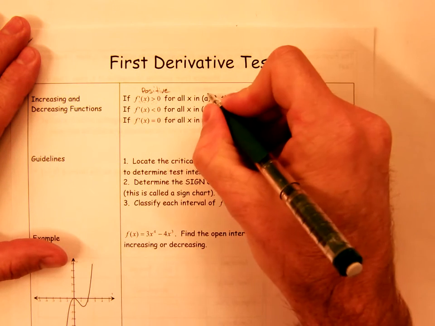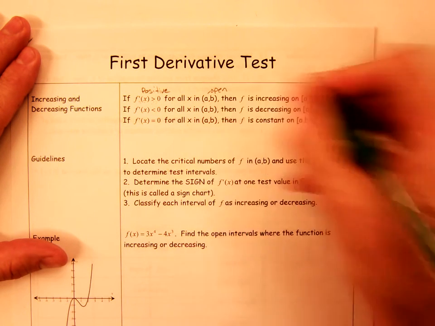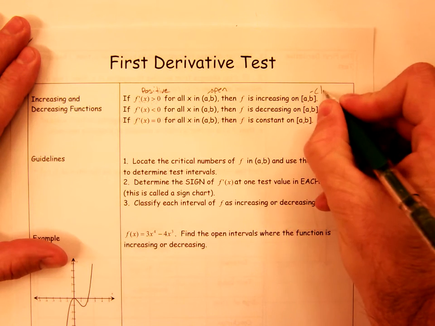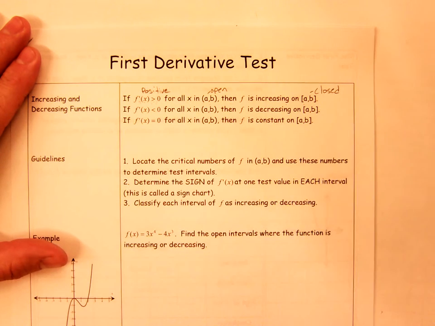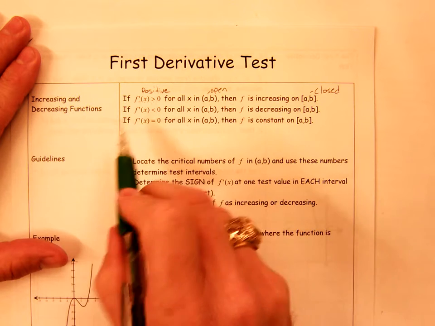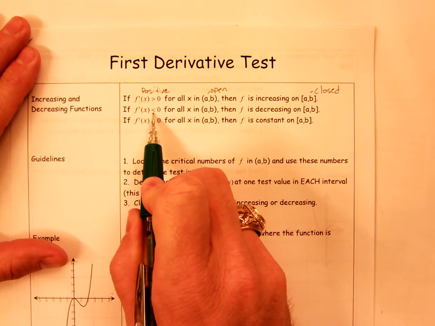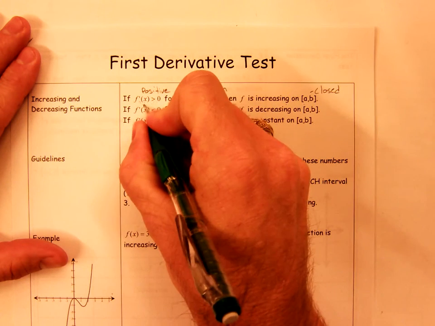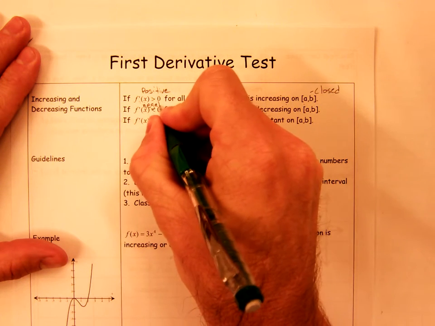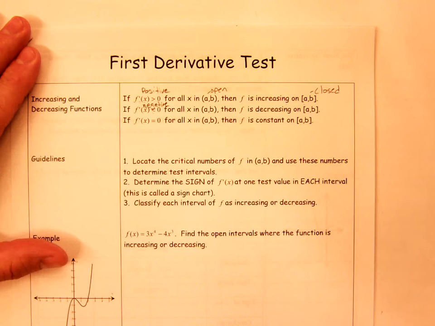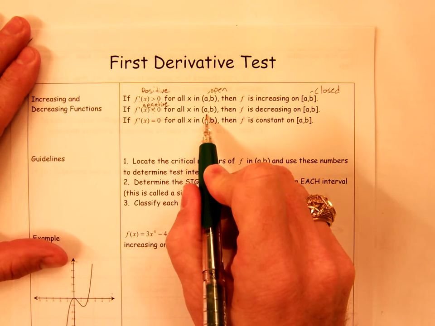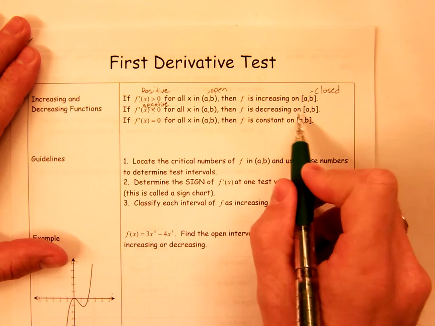Okay? This is open. This is closed. Next part of the first derivative test says if f prime is less than 0, that's negative. Okay? If it's negative on this closed or open interval, then f is decreasing.